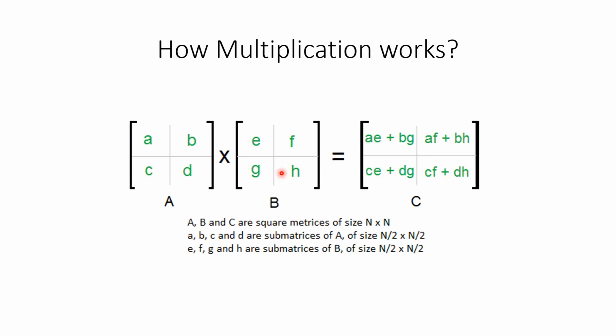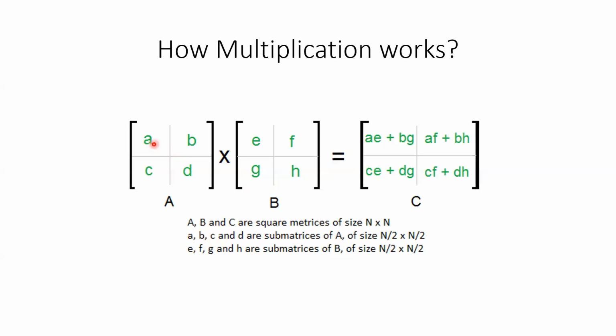How should we be multiplying? First, we need to consider the first row of the first matrix with the first column of the second matrix. That is A into E plus B into G. You might have come across this matrix multiplication in your lower classes, that is PU or in any other courses. The matrix multiplication is the same that we have learned in mathematics.